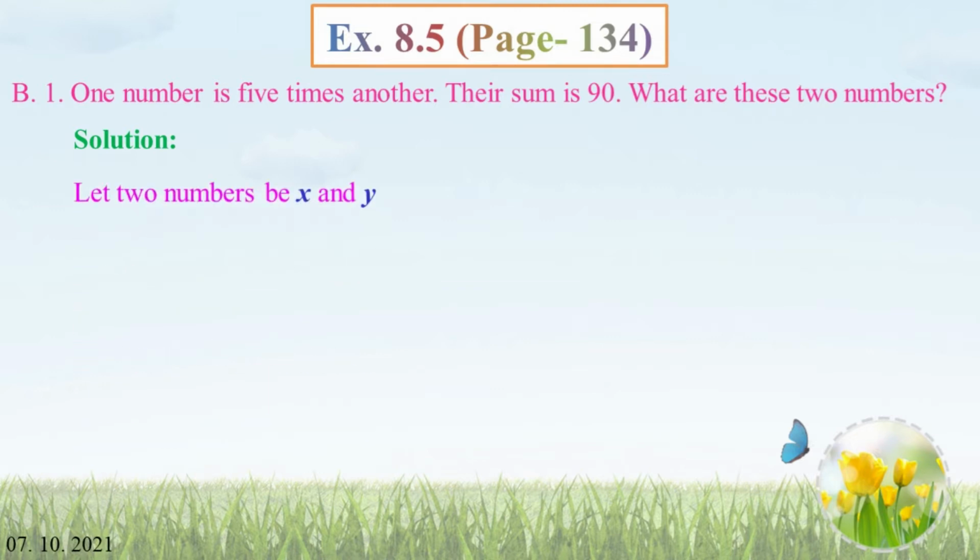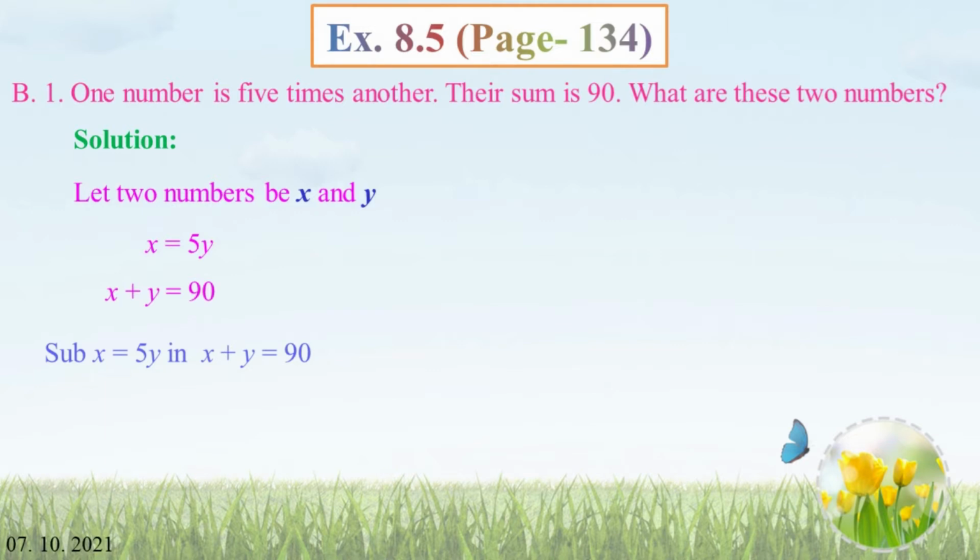let x and y represent the unknown variables. According to the first statement, one number is 5 times another. So, we can write x equal 5y. According to the second statement, the sum is 90. Here, x and y are two numbers. So, the sum of x and y is 90. We can write x plus y equal 90.